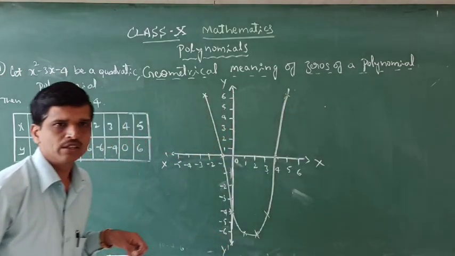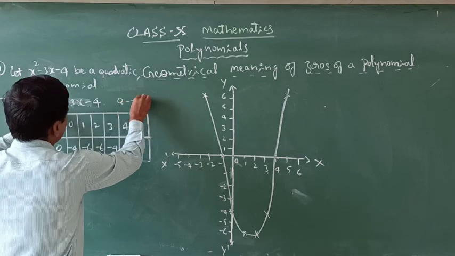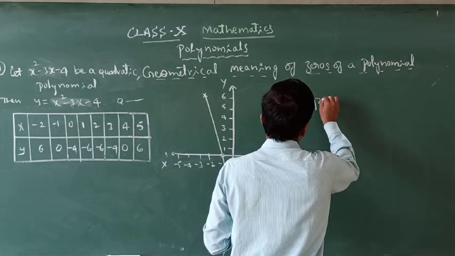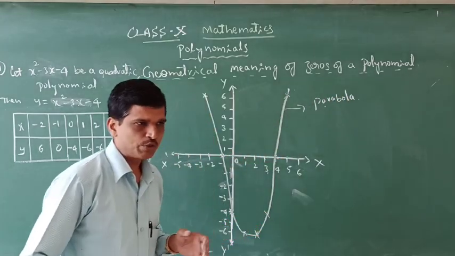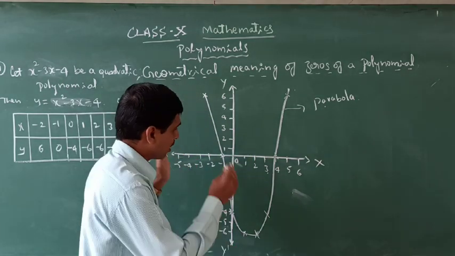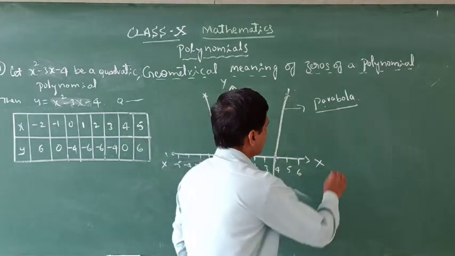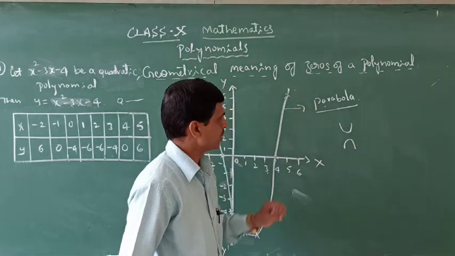Now look here, the graphical representation of this quadratic polynomial will look like a parabola. Consider it is a parabola, a parabolic structure. If you use graph paper, exactly the points will appear. The structure of the graph will be parabolic. It may be like this shape or this shape. That is considered a parabolic structure.